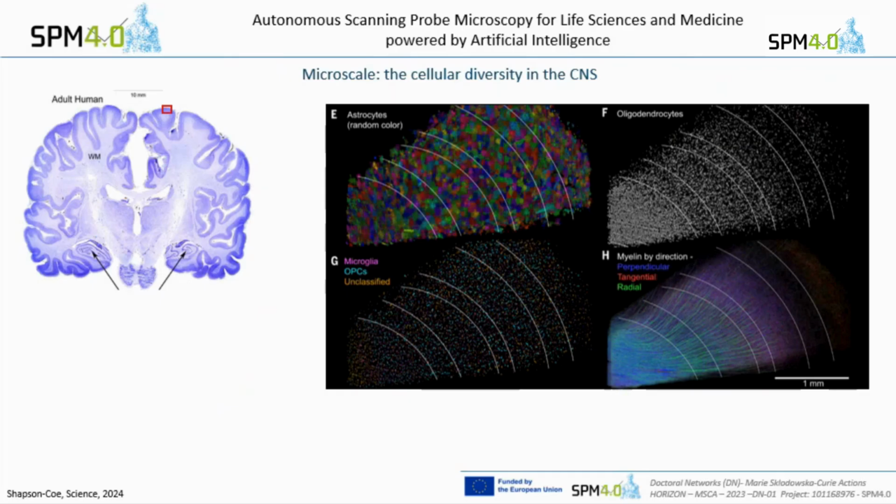Besides the cellular diversity that we can appreciate here, we can also consider that there is a very unique and heterogeneous extracellular matrix in the brain. And these are the components that I want to discuss with you today.